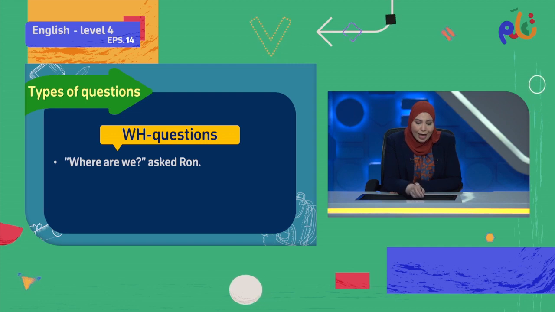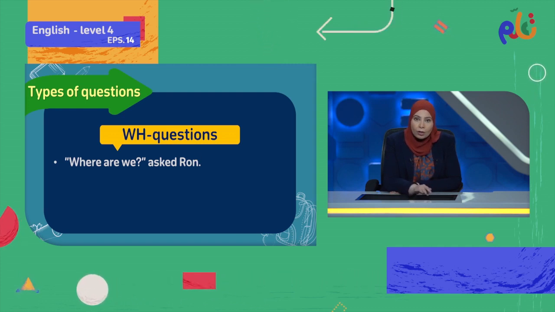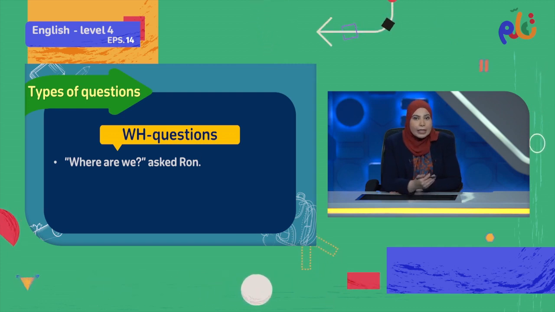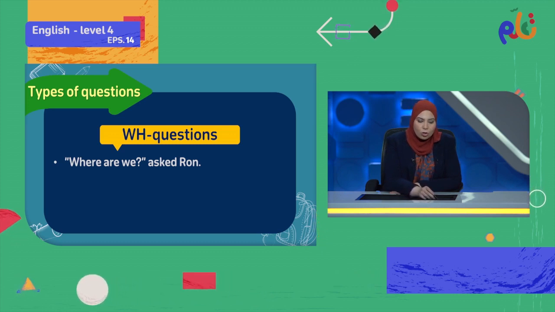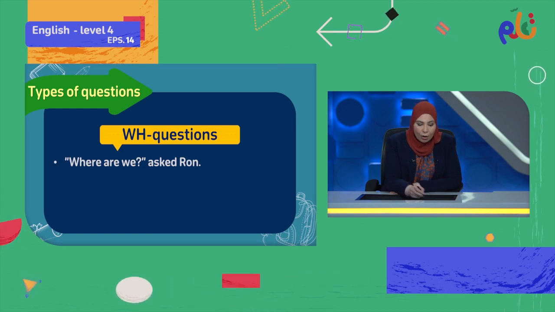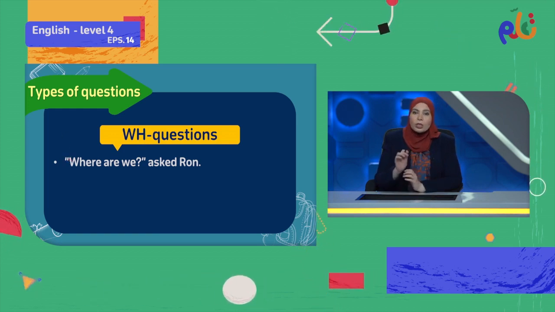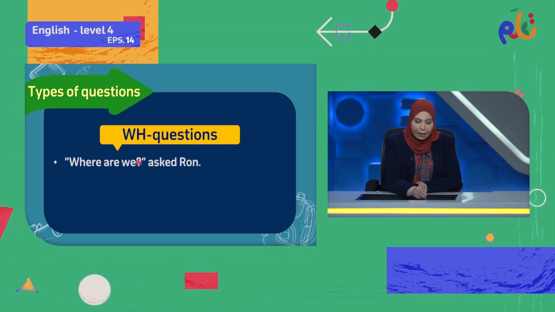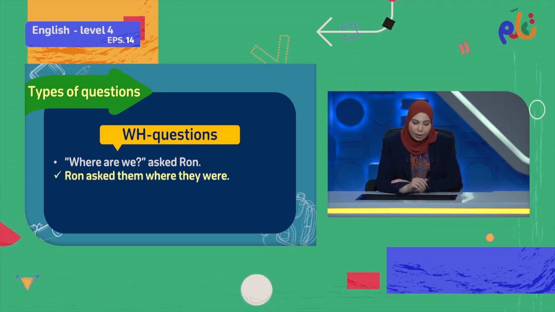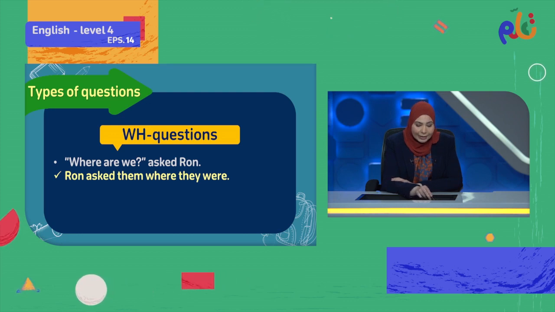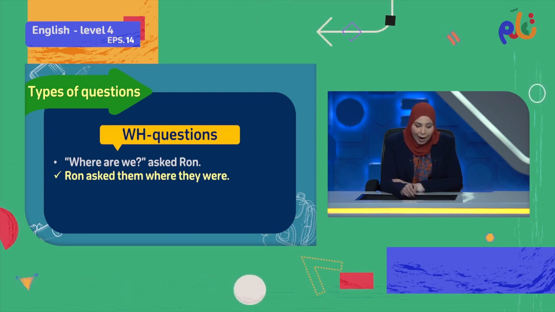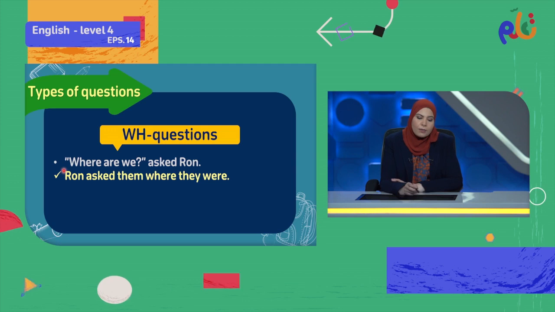Where are we? Asked Ron. So here we have Ron who is lost. He doesn't know where he is, so he asked this question. Where are we? Now I have the quotation marks because this is a direct quote, and we have the question mark. Let's see when we report it. Ron asked them where they were.